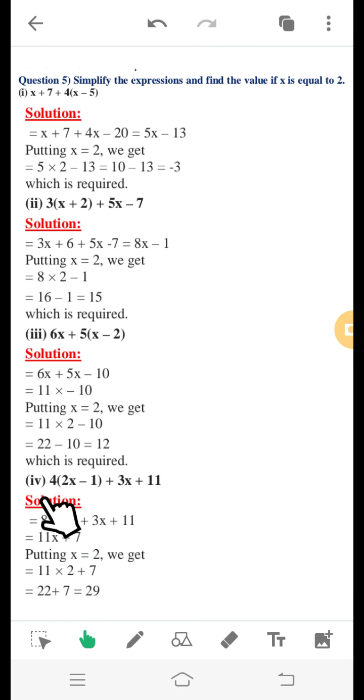Fourth one, 4 into bracket 2x minus 1 plus 3x plus 11. 4 2s are 8x, 4 1s are 4, plus 3x plus 11. Now put the like terms together. 8x plus 3x is equal to 11x, minus 4 plus 11, so it's plus 7. Now put the value of x in this equation. We get 11 multiplied by 2 plus 7. 11 2s are 22 plus 7, so it's 29.